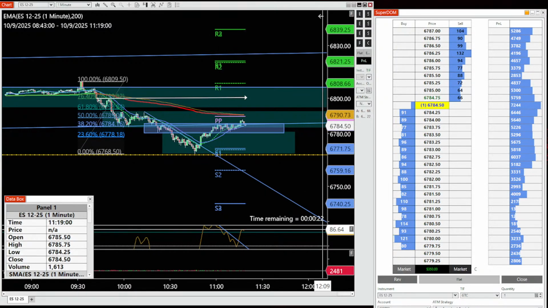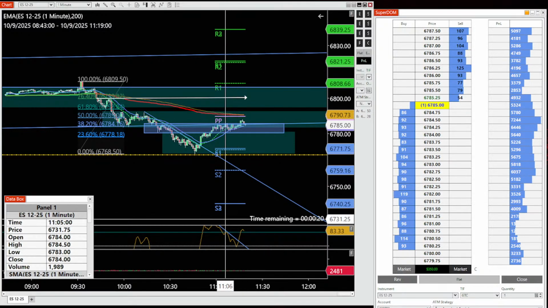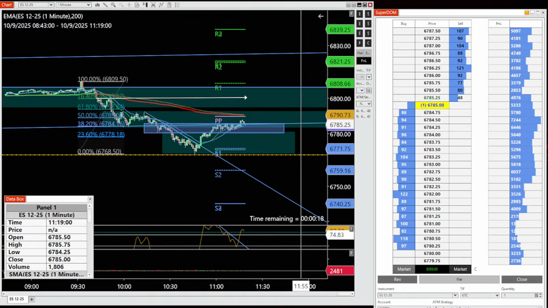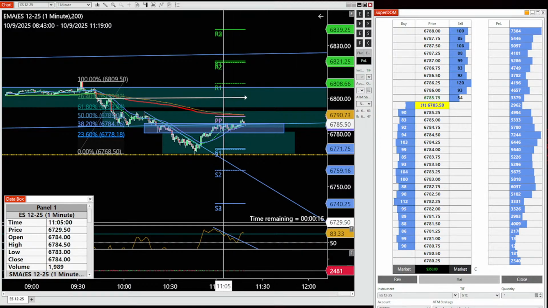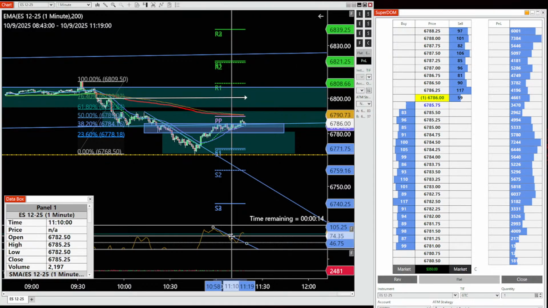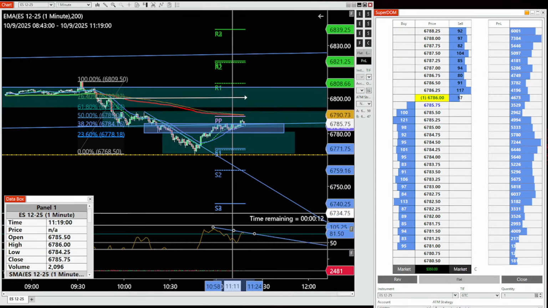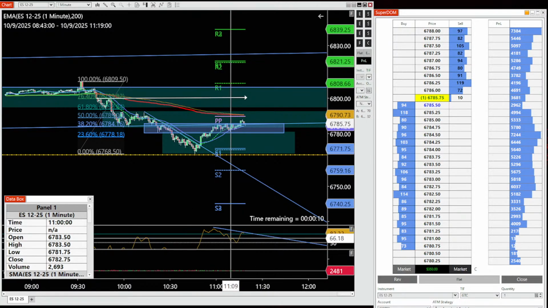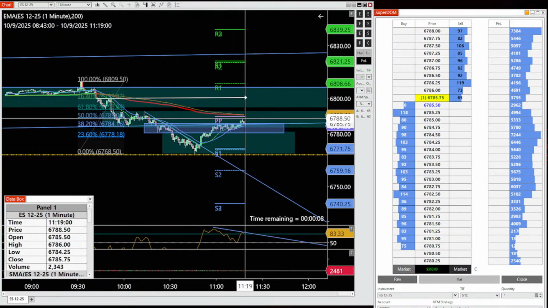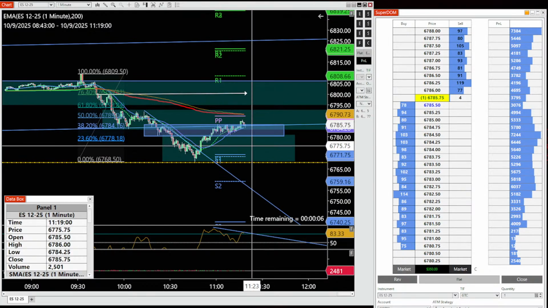We came up, made a higher high, but didn't make a higher high over here on the stochastics. So far, we're a lower high. This is going down, and that's going up. So the confluence is not the same.